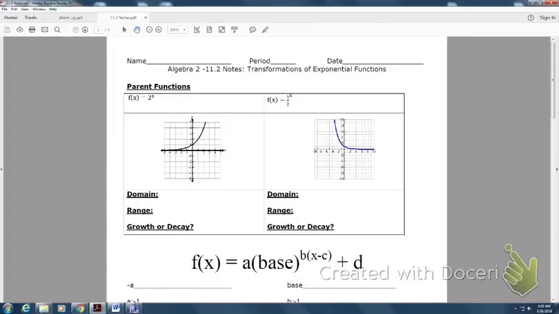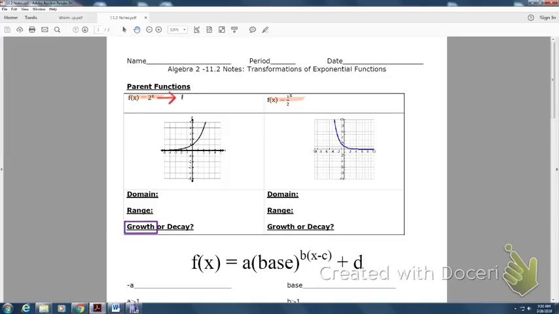Okay, so these first two functions, these are your parent functions because we have a growth and a decay. So obviously 2 to the power of x is what? Growth or decay? Growth. 2 is larger than 1. How else do you need to read that?